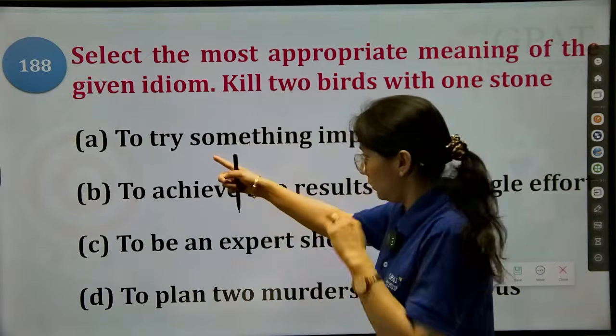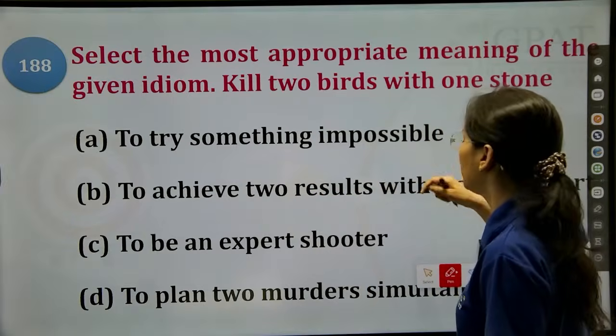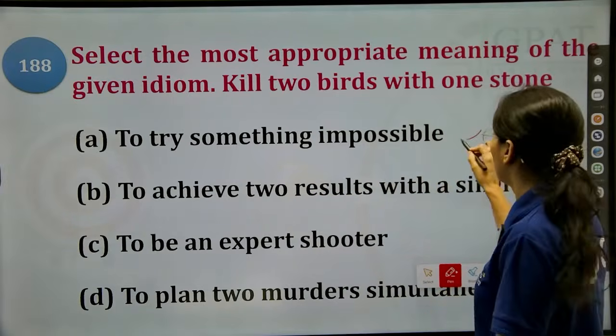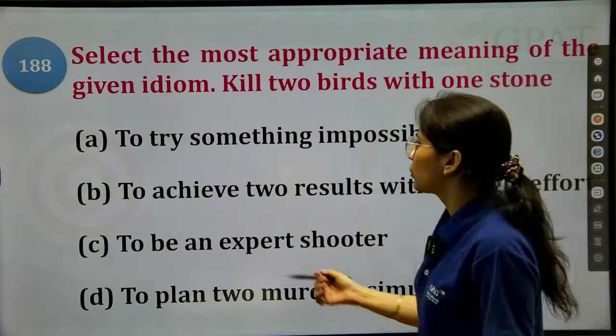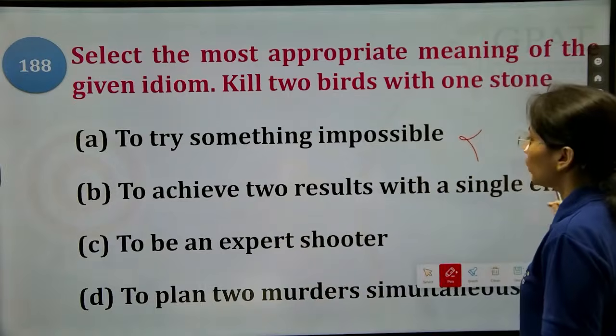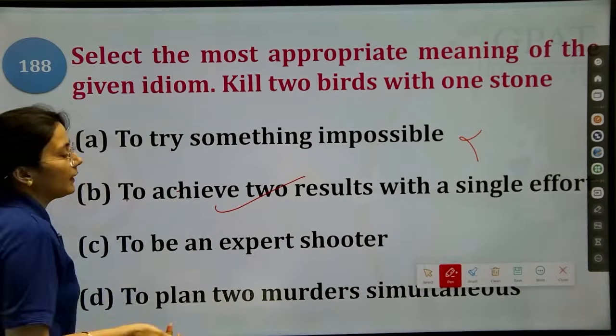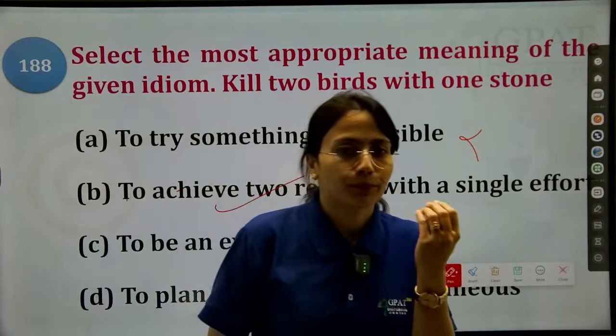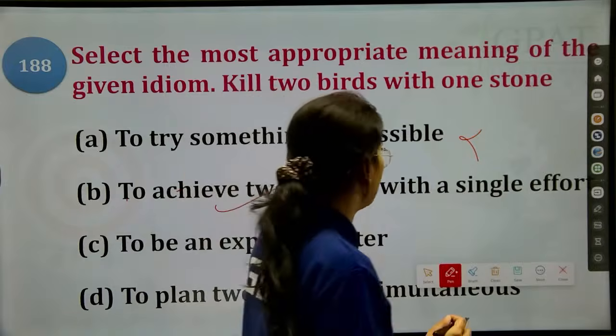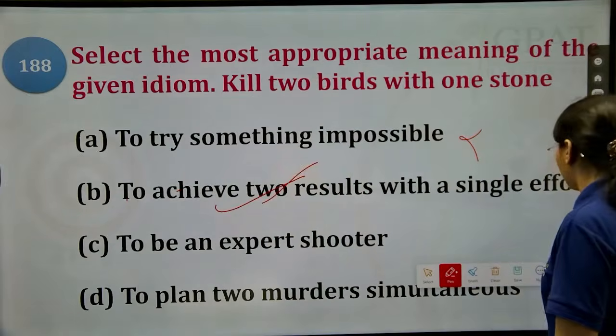So, to try something impossible, that is not the correct option. To achieve two results with a single effort, we can say that option number B is correct. Like someone achieving two results with a single effort. So option number B is correct.